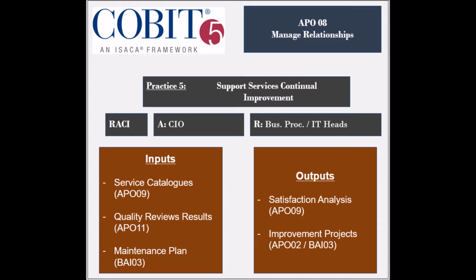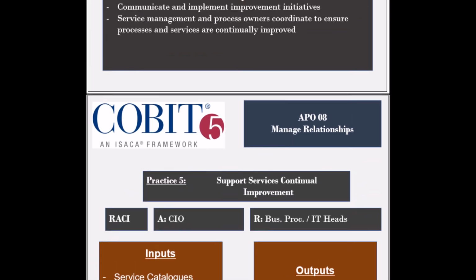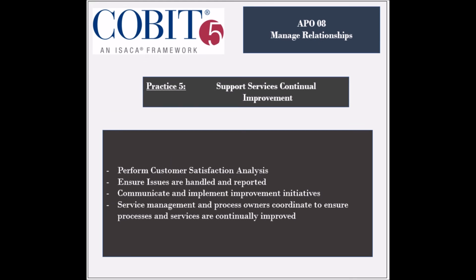The practice generates 2 outputs, which are the satisfaction analysis to be used by the APO9 process, and the definition of potential improvement projects to be used by the APO2 and the BAI3 processes. The activities involved in this practice include performing customer satisfaction survey analysis, and ensuring that issues are handled and reported.